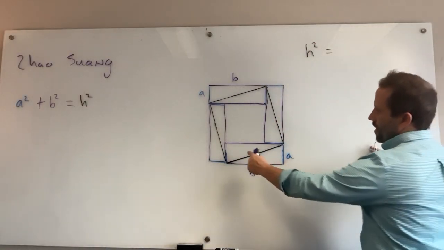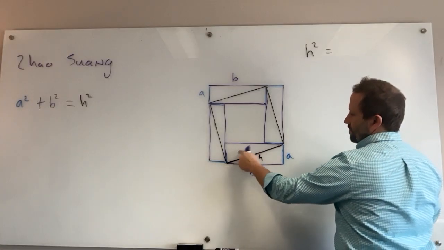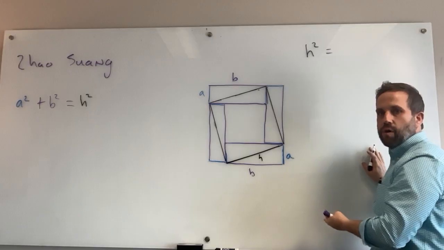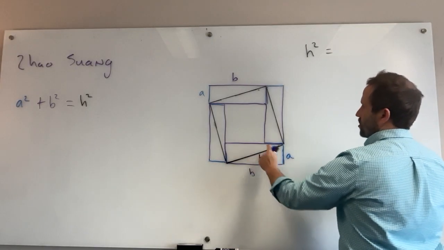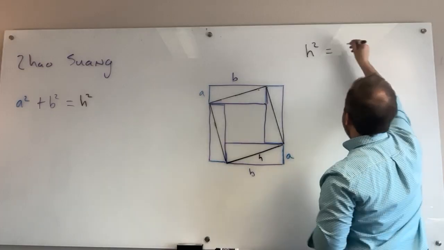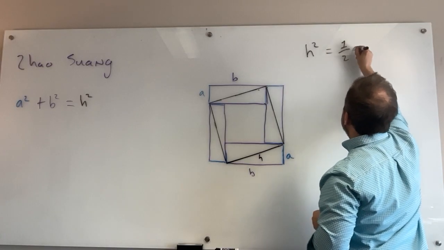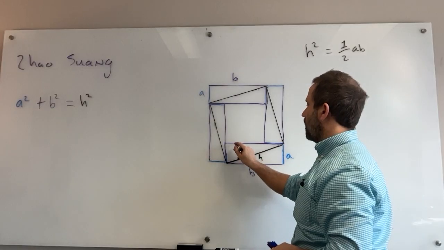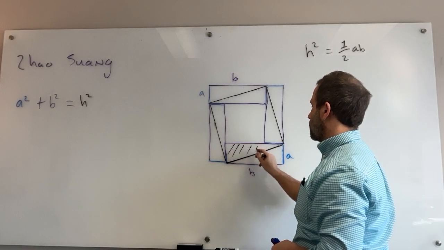But let's look at the area of this triangle right here. Well, the area of this triangle is the same as the area of that triangle. That was like what we did by construction. The area of that triangle is the area of that triangle. So this is equal to 1/2 AB. Okay, so let me mark this out because we've considered its area.